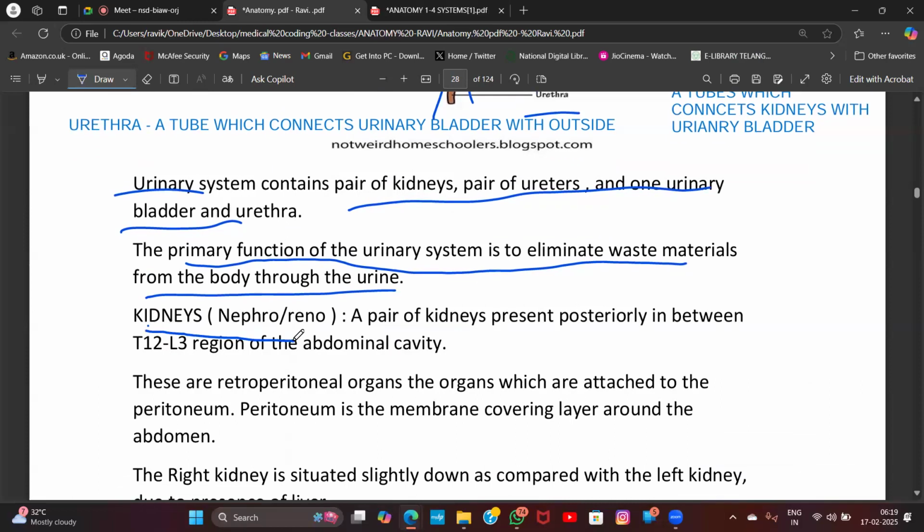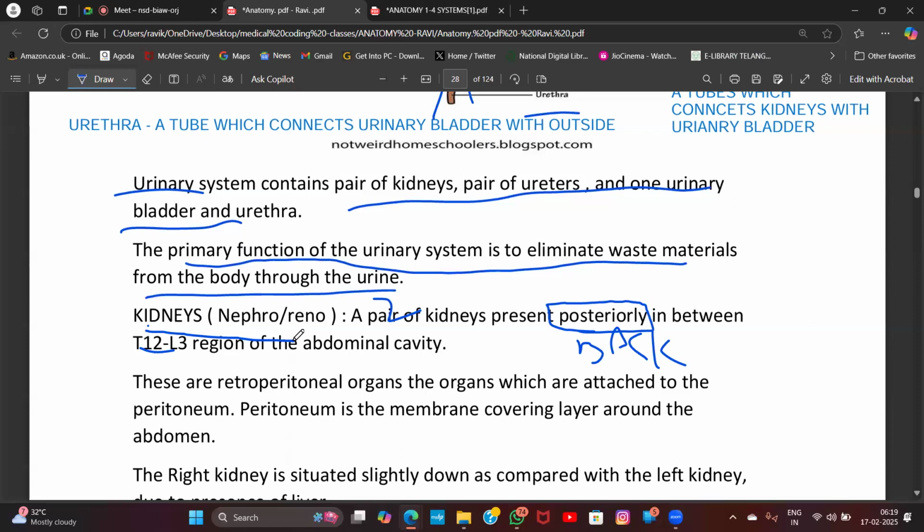The major organs are called kidneys. Kidneys are nothing but nephro or renum. A pair of kidneys is present posterior. What is meant by posterior? Back side. Pair means two. The pair of kidneys is present between T12 and L3.